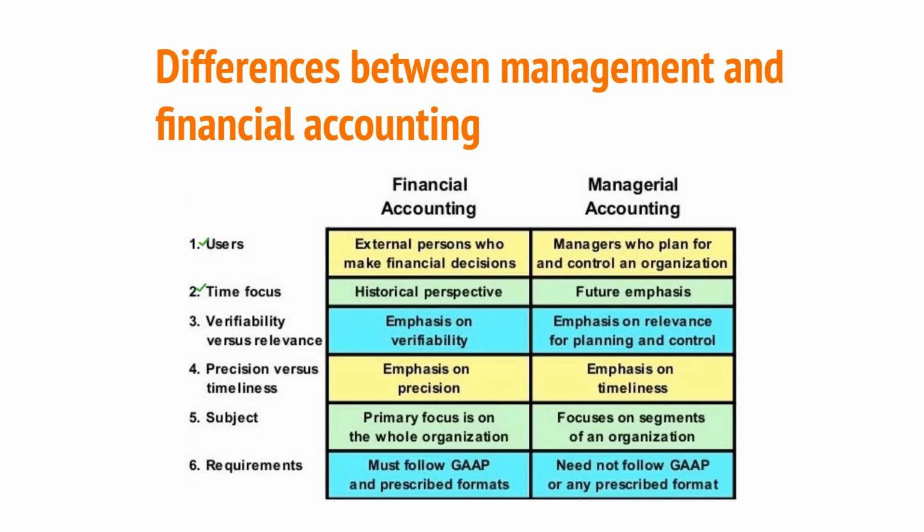The primary focus is the whole organization for financial accounting. For managerial accounting, the focus is more on segments of the organization. Very often you'd see the segments have to do a lot with your production area. Requirements: we know that financial accounting has to follow certain standards, usually GAAP and prescribed formats. With managerial accounting, there's no need to follow any GAAP or prescribed formats. Basically, it's to meet the needs of the managers, so they could decide how they want it done as they see best fit and in terms of how usable it is.